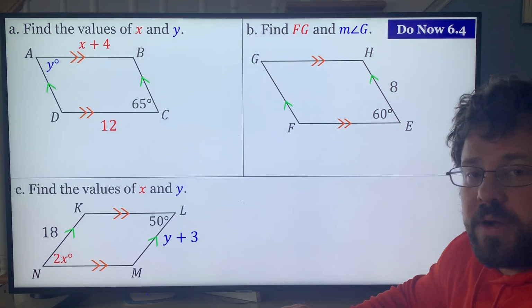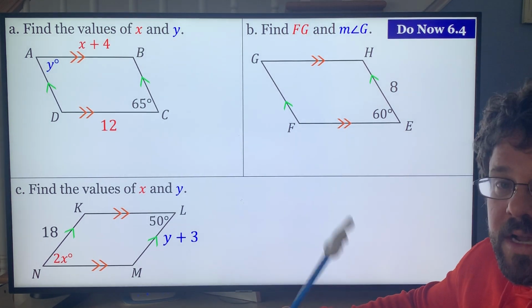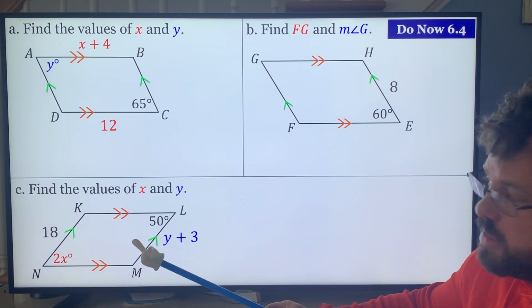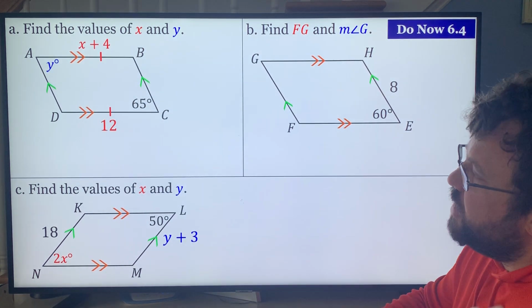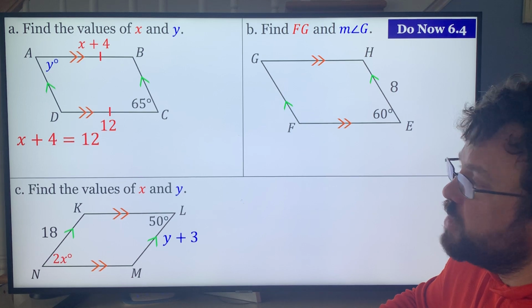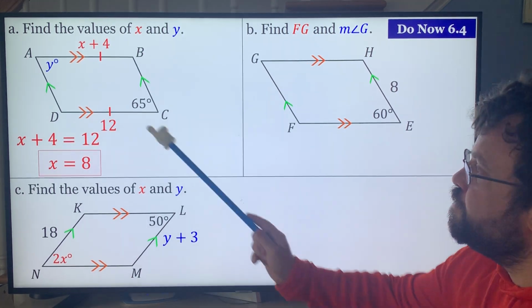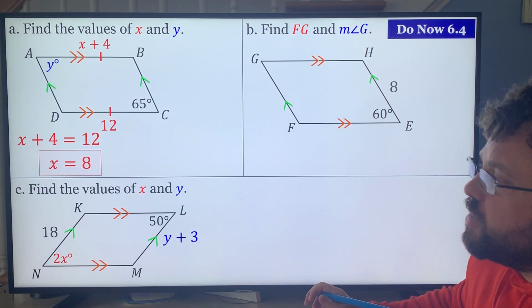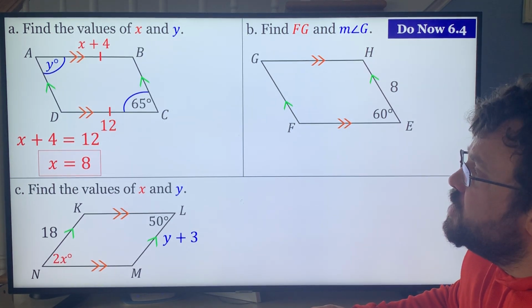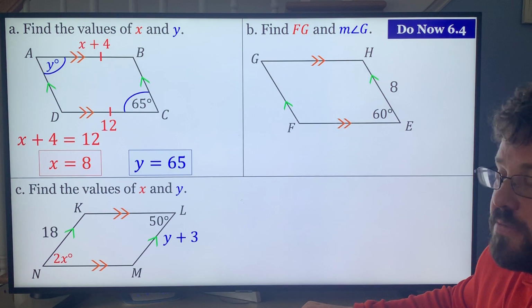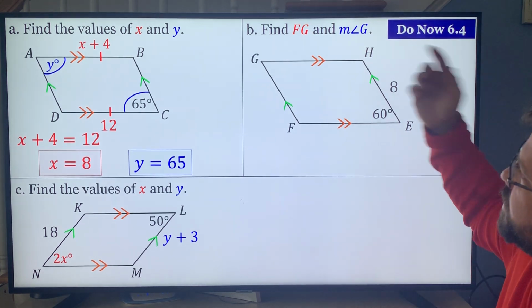What you should do in this problem, very simple, is you know that opposite sides and opposite angles are indeed congruent. So in this case, AB is congruent to DC, x plus 4 equals 12. You subtract 4 from both sides and you get x equals 8. Angle A is congruent to angle C, so y equals 65. Pretty simple enough, right?